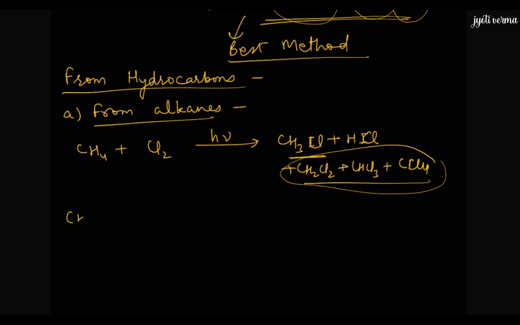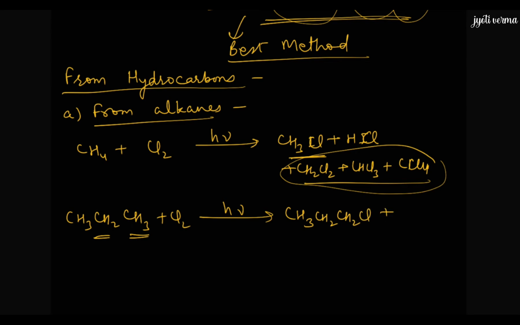Now what if the compound is CH3, CH2, CH3, and we do reaction with Cl2, halogenation or chlorination? The substitution will happen at the primary carbon as well as at the secondary carbon. So we will again get a mixture of products, that is CH3CH2CH2Cl, 1-chloropropane. We will get CH3CHClCH3, 2-chloropropane also. So that is how we will get a mixture of products here.